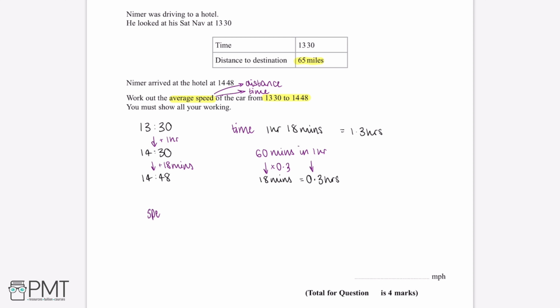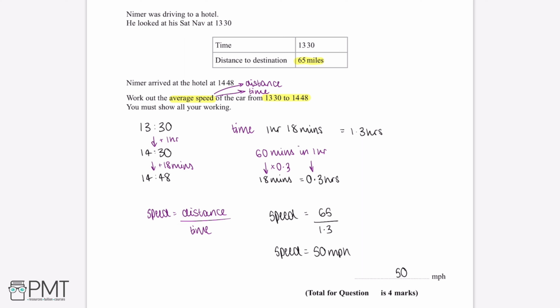Now the speed is equal to your distance travelled divided by the time taken to travel that distance. So if we substitute in the values we've been given in the question and the ones we've worked out, this tells us that the average speed is 65 divided by 1.3. And if we put this into our calculator, this gives us a final speed of 50 miles per hour. And this is our final answer.